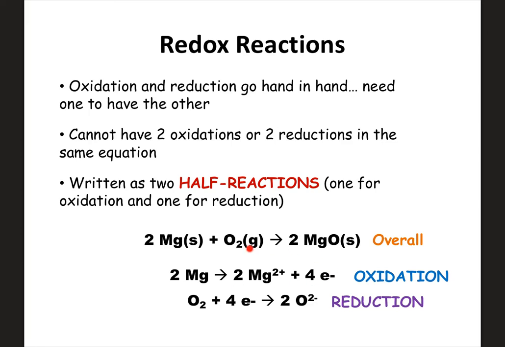So this would be the oxidation half reaction. This would be the reduction half reaction. The oxidation is when the electrons are being lost. The reduction is when the electrons are being gained. And then here's the overall equation that has the oxidation and the reduction in it. Remember, you can't have one in a reaction without the other here.